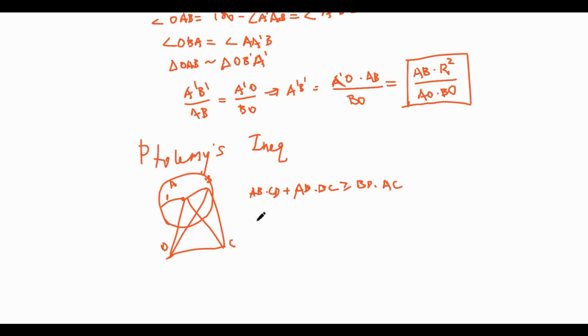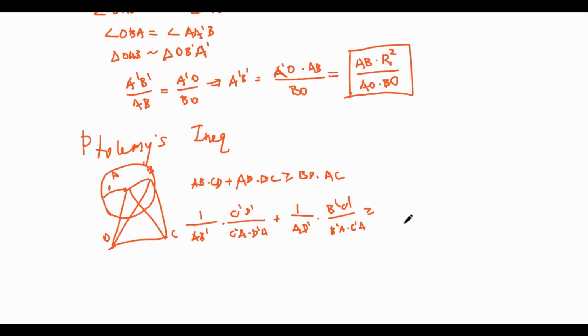So using our formula, we know that AB goes to r squared, but r is 1, so 1 squared, which is just 1, over AB prime. CD goes to C prime D prime times r squared, which is just 1 again, divided by C prime A times D prime A. Now what about the next one? AD goes to 1 over AD prime. BC goes to B prime C prime over B prime A times C prime A. And finally, we want this to be greater than or equal to BD, which is equal to B prime D prime over B prime A times D prime A, and AC is just 1 over C prime A.